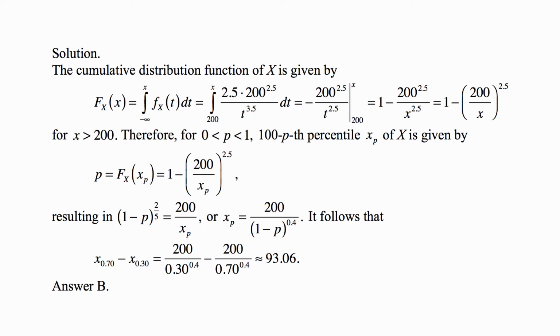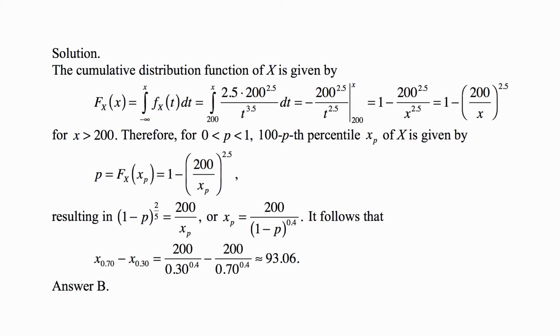And for any p between 0 and 1 representing probability, so a fraction, the 100 p percentile, which basically says something like that if p is 0.50, then this is the 50th percentile, is given by p, that probability, equal to the cumulative distribution function value at x sub p, which is 1 minus 200 over x sub p to the 2.5. Then what is x sub p from that? We basically solve this for x sub p.